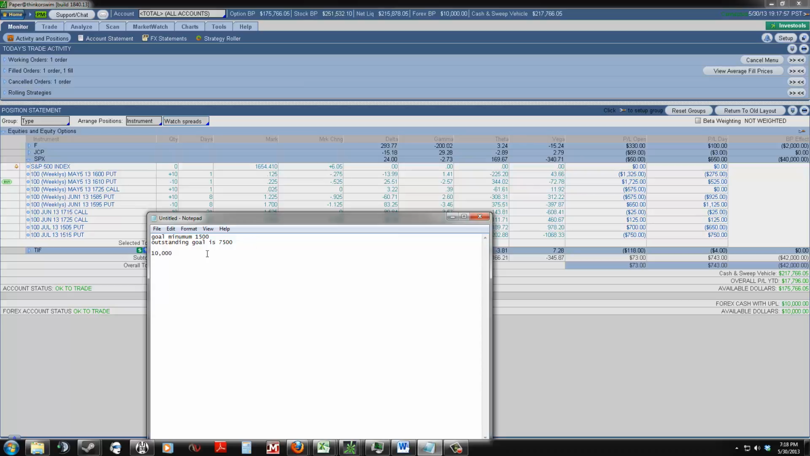And we're going to trade those $10,000 to make 500 or more per trade. And the way we do that is called using verticals, which are also called spreads.